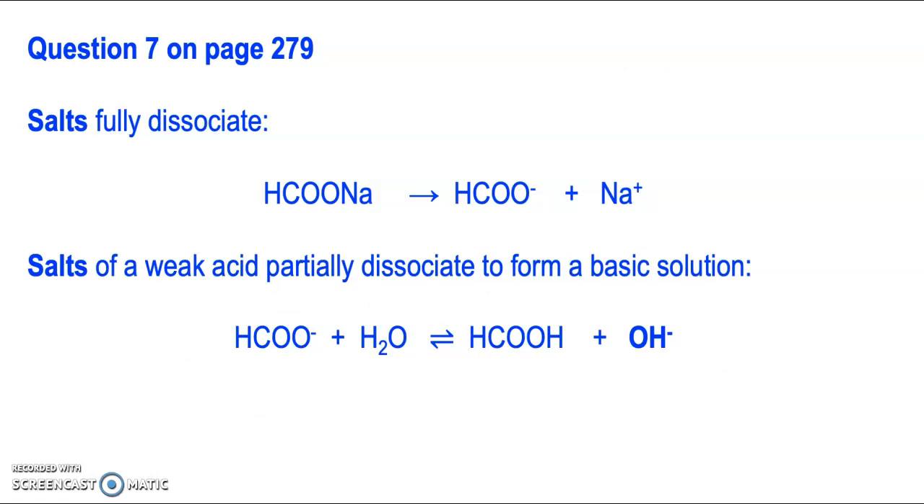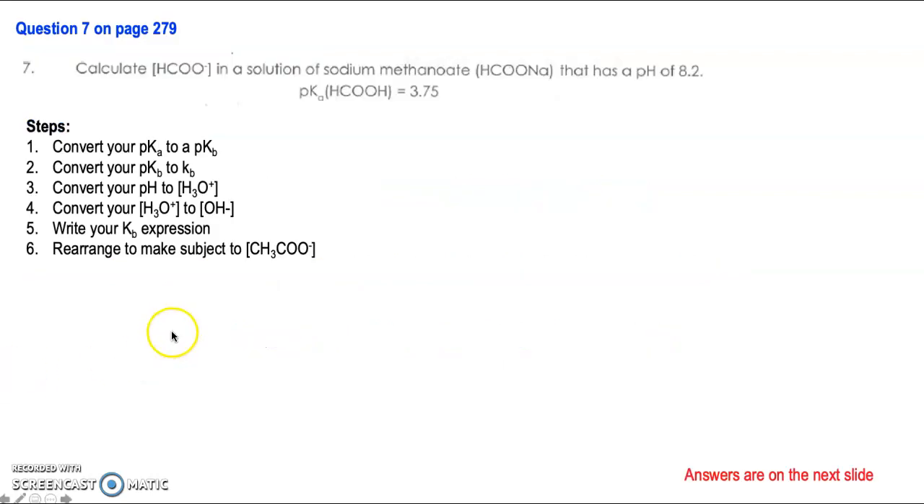Question 7 on page 279 is a question where you're looking at sodium methanoate. So again, follow the steps. Always do a full dissociation equation initially, and then the second part is showing the anion with water, which is where I find that it's the hydroxide ion. These are the steps you need to take. It's not a guided question, so if you need a guide, then follow through these steps. Pause the video because in the next slide I'm going to show you my answer.